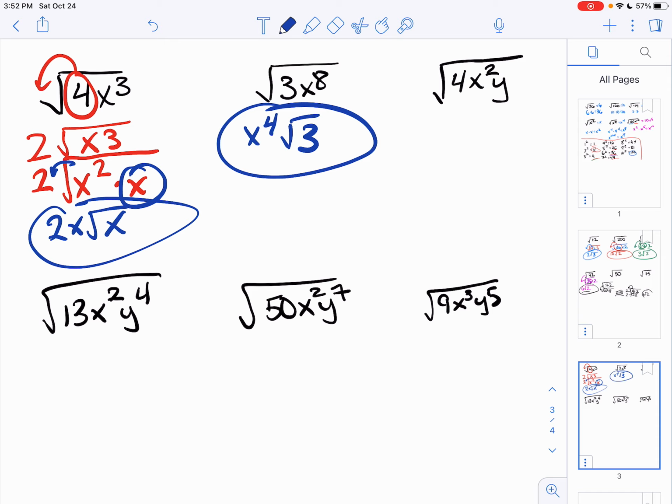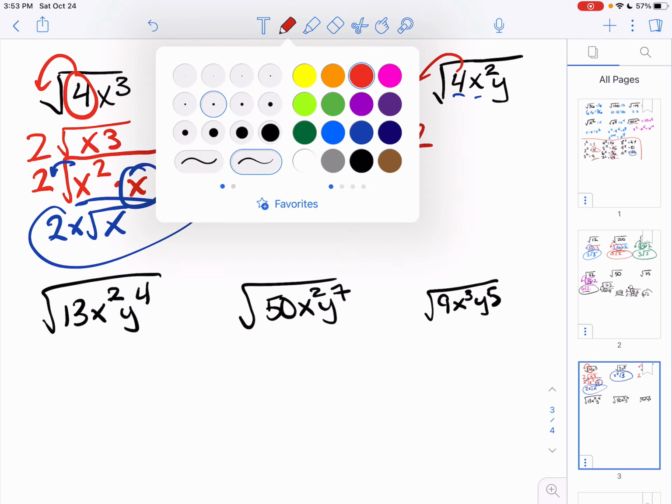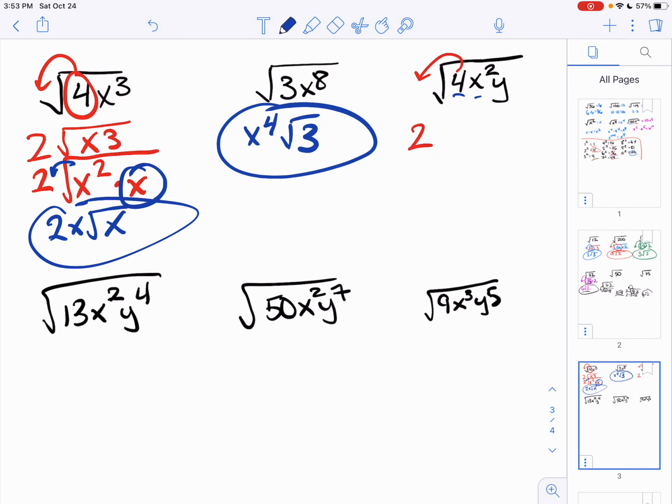For the next one, 4x squared times y. 4 is a perfect square. X squared is a perfect square. Y is not. So we can't do anything with y. But with 4x squared, we can take out 4 as a 2, because the square root of 4 is 2. And the square root of x squared is x. And then we can't do anything with the y, so we leave it inside. So that's simplified.